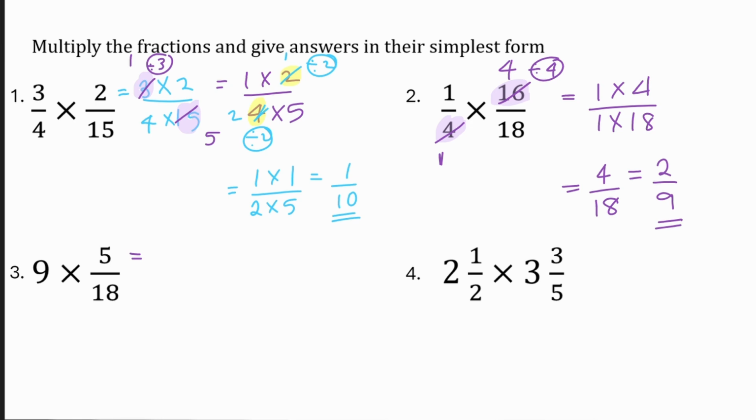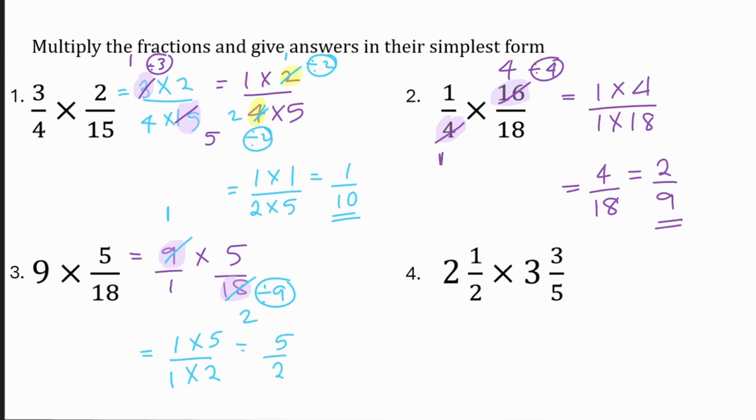For number 3, I have 9, which can just be written as 9 over 1. And my second fraction is 5 over 18. So again, I am going to check if I've got highest common factor between any of the numerators and denominators. And I do have 9 and 18 that have a highest common factor of 9. So I am going to divide both of these numbers by 9. 9 divided by 9 is 1, and 18 divided by 9 gives me 2. So I can rewrite this as 1 times 5 over 1 times 2, which will just be 5 over 2.